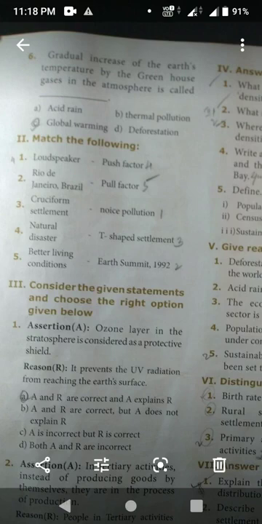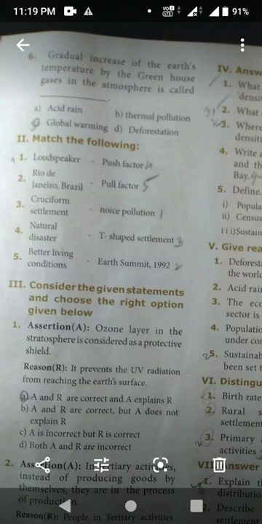Next, Roman number 2, match the following. First one, loudspeaker, noise pollution. Second one, Rio de Janeiro, Brazil. It is in Earth Summit 1992. Third one, cruciform settlement, that is T-shaped settlement. Fourth one, natural disaster, push factor. Fifth one, better living condition, pull factor.